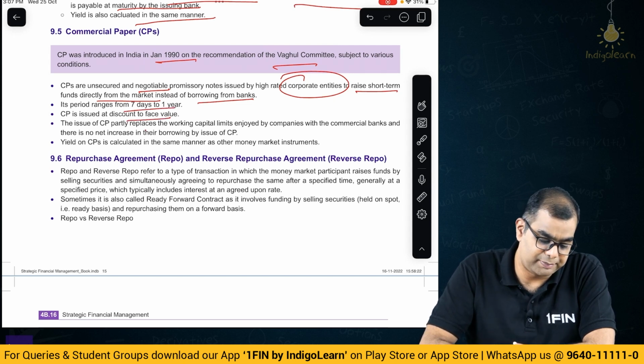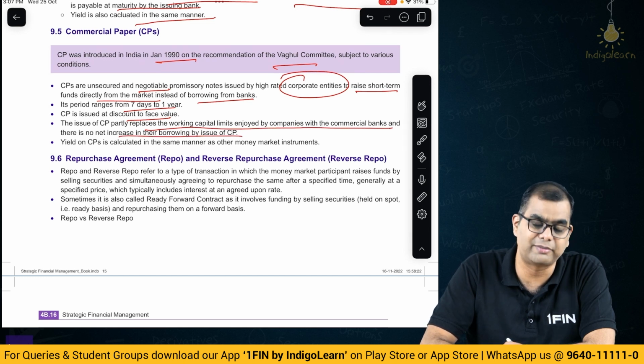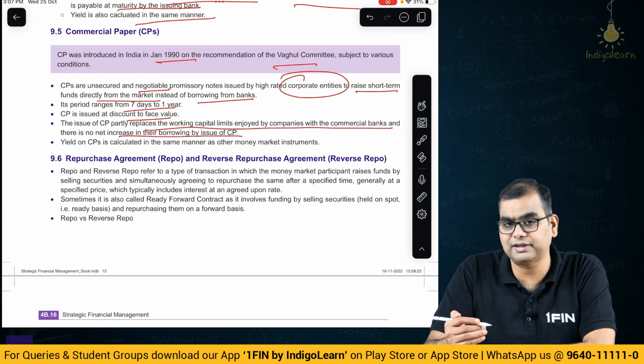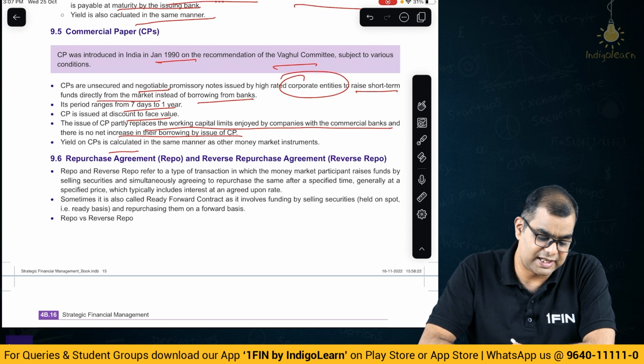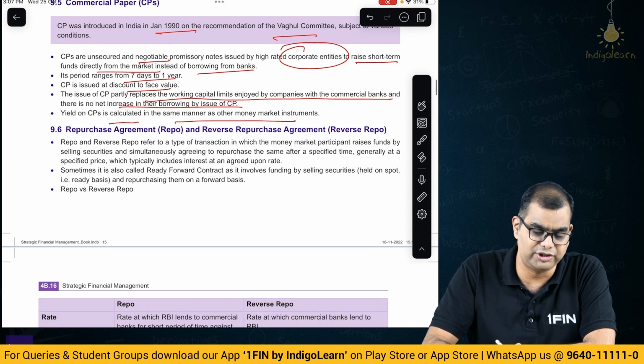The issue of CP partly replaces working capital limits enjoyed by companies with commercial banks, and there is no net increase in their borrowing by issue of CP. So you cannot say that there is something called maximum permissible bank finance and all of that. This CP is part of the MPBF. Yield on CPs is calculated in the same manner. So same way is how yield is computed.